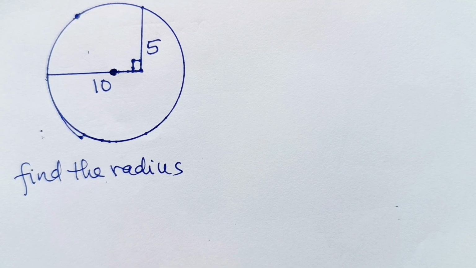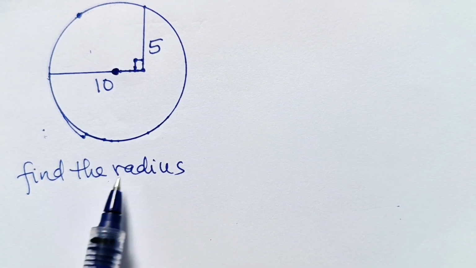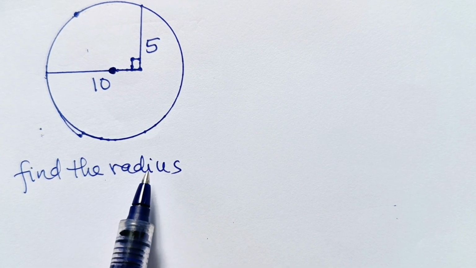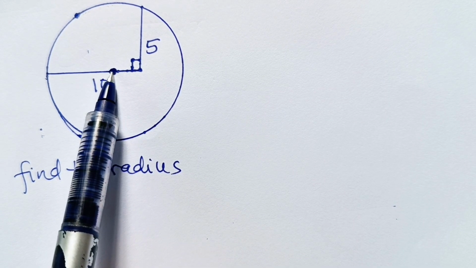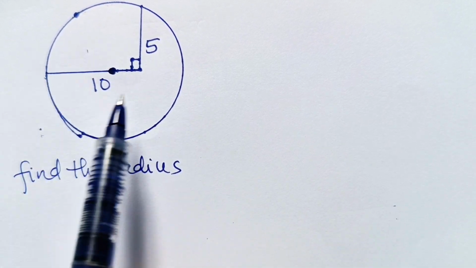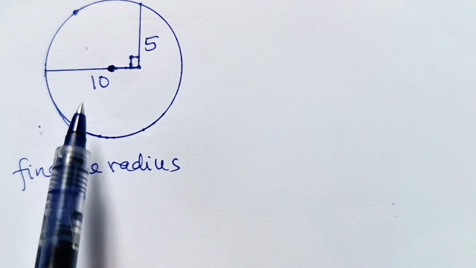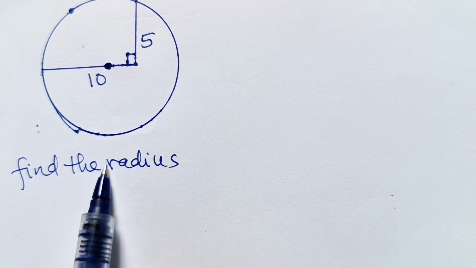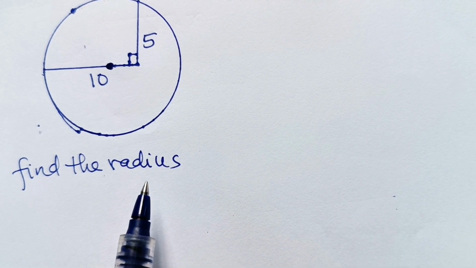Hi everyone, the question says that we should find the value of the radius. From here to here is the radius of the circle. Now this is not drawn to scale, please, it's not drawn to scale. So look at this circle. We are going to find the value of our radius using two methods.